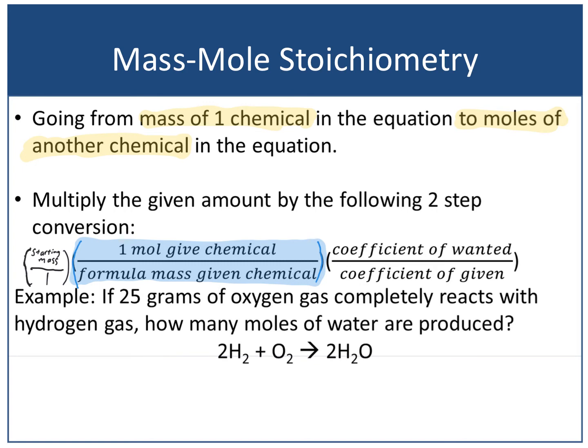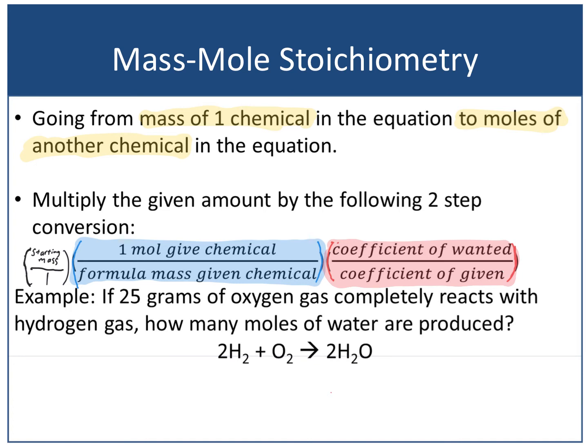And then once we have moles, we can now multiply by that sweet, sweet mole ratio that we talked about earlier. Coefficient of what is wanted divided by the coefficient of what is given. And that will change our chemical for us and stoich it up.